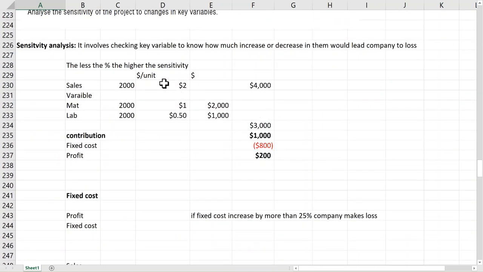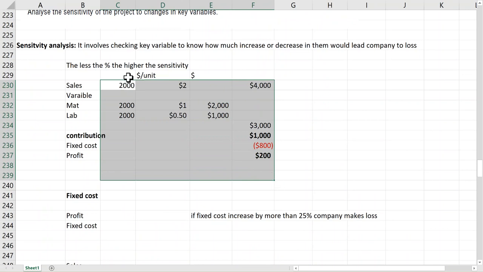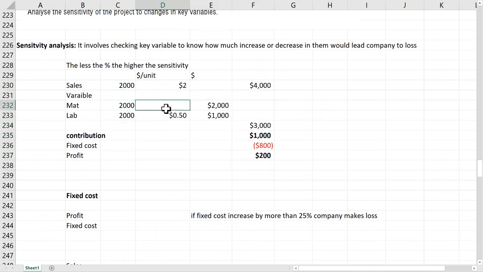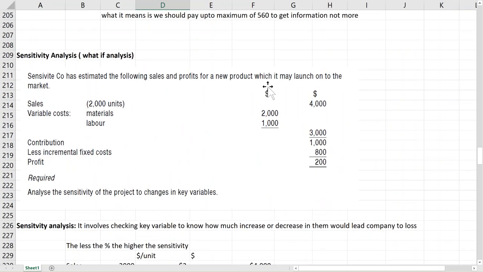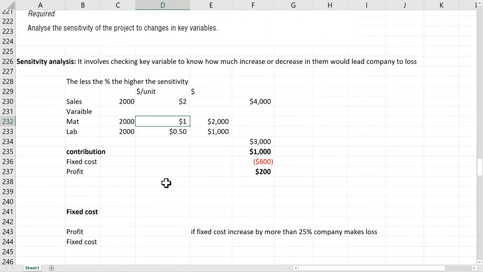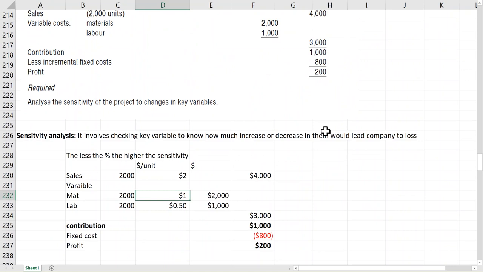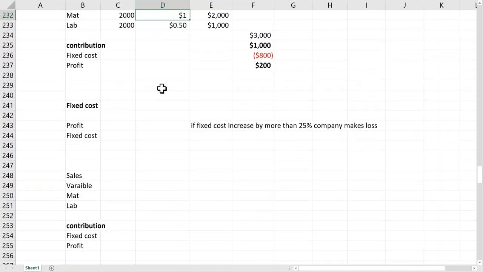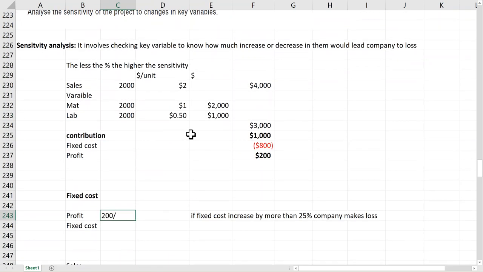I've copied that information and I've written it here. What I've done is I've converted the information to per unit as well. Sales price and everything I've converted to per unit. Now let's look at the sensitivity of variables. First, let's look at fixed cost. To find sensitivity, you just take the profit and divide it by that variable, like fixed cost here, 800. It will give us sensitivity.